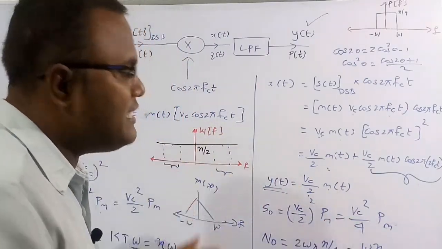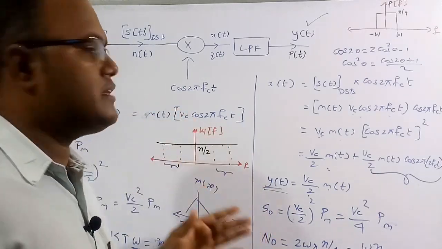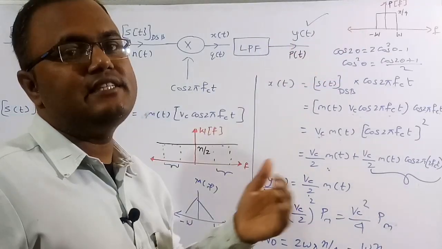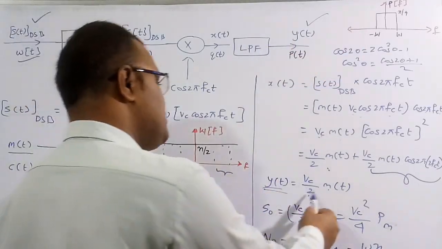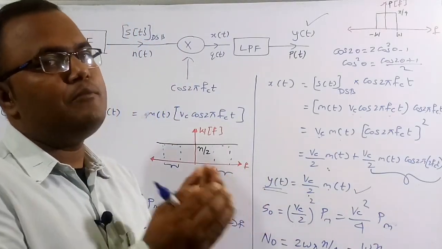So the main principle of demodulation is the same thing. By using the modulation we have got the S of t DSB. By using the demodulation we need to get the same original message signal, which is VC by 2 M of t. Yes, we have got this one. But still with this signal there will be a small amount of noise.